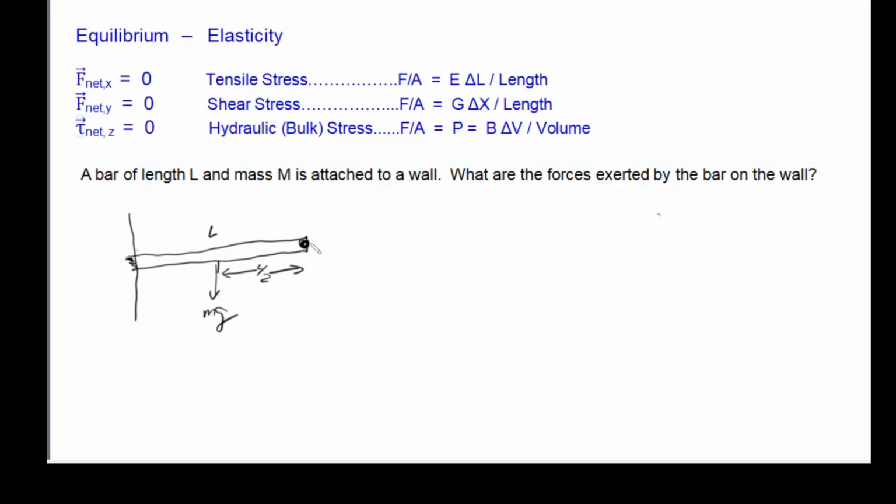So the forces in the x direction, there are none. So let's look at the forces in the y direction, which have to equal 0. So we have the force of the wall minus the force of the weight equals 0. So the force of the wall is equal to mg.